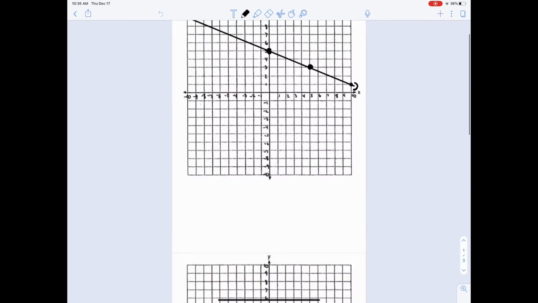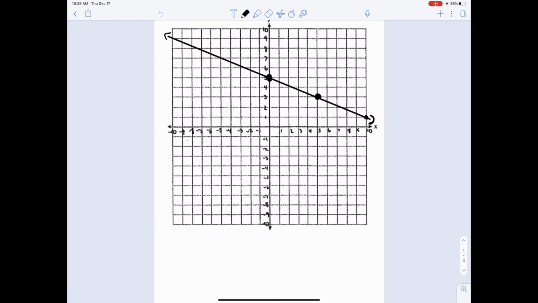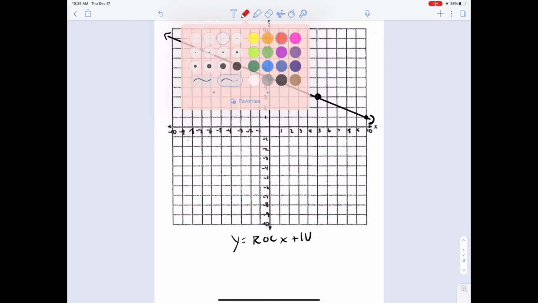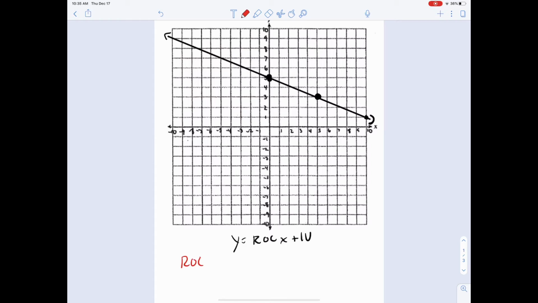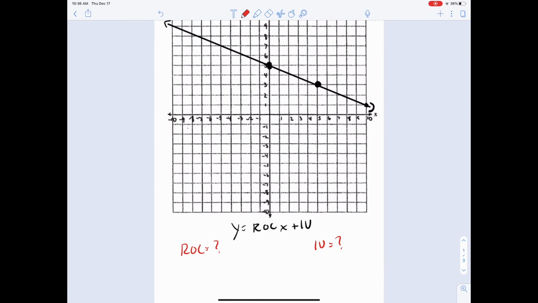Okay, you're also going to be asked to write the equation of a line from a graph. So if we have to write the equation of a line, again, our equation is going to be y equals rate of change times x plus initial value. So our question becomes, well, what is the rate of change? What is the initial value? So to figure the rate of change out on a graph, what you do is you start at the point on the left, and you go to the point on the right.